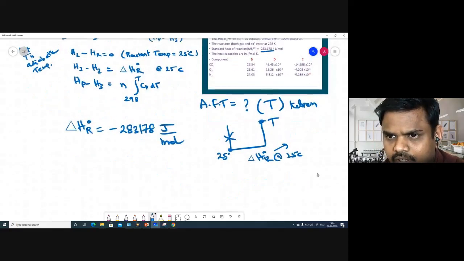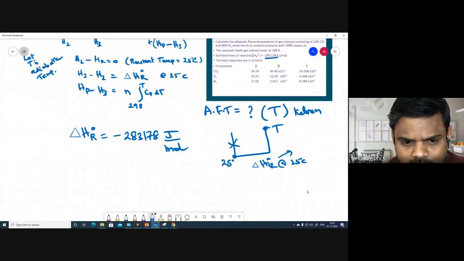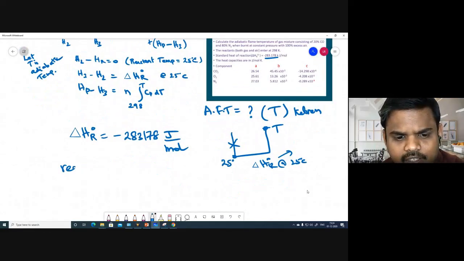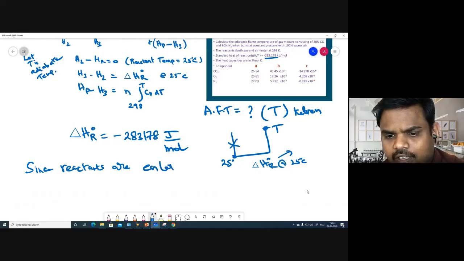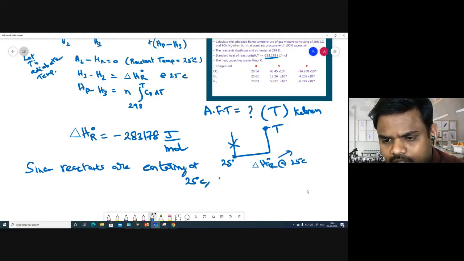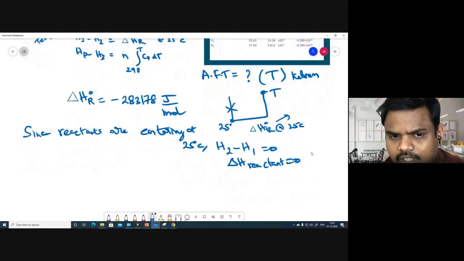because later we are going to substitute the Cp value in joules per mole Kelvin for unit consistency. Since the reactants are entering at 25 degrees Celsius, this term is 0. That is H2 minus H1 equal to 0, that is, delta H of reactant is 0.